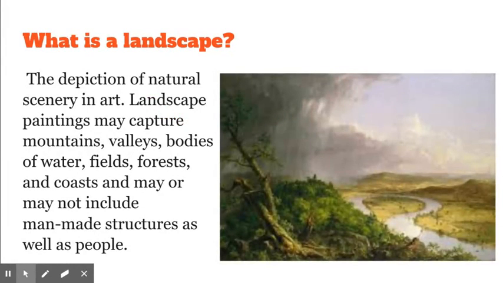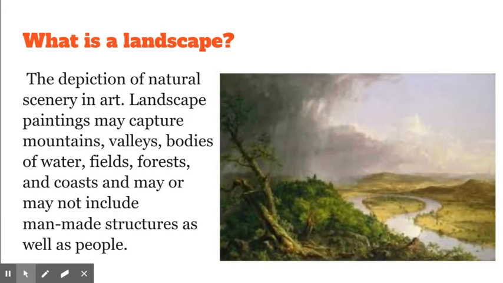So, what is landscape? Landscape is the depiction of natural scenery in art. Landscape paintings may capture mountains, valleys, bodies of water, fields, forests, and coasts, and may or may not include man-made structures as well as people. Okay? So here is an example of a landscape.